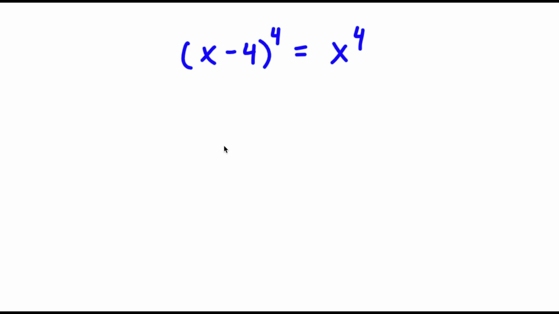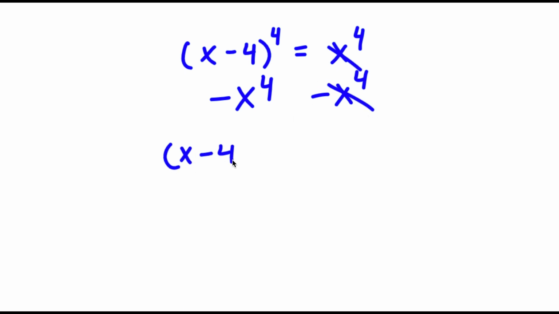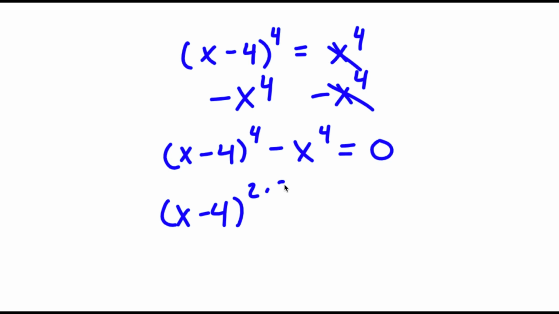Alright, so in this problem, I have (x minus 4) to the power of 4 is equal to x to the power of 4. So to solve this, I'm going to first start by subtracting x to the power of 4 on both sides. So then these two cancel out, and now I have (x minus 4) to the power of 4 minus x to the power of 4 is equal to 0. Now I'm going to rewrite this as (x minus 4) to the power of 2 times 2 minus x squared times 2 is equal to 0.